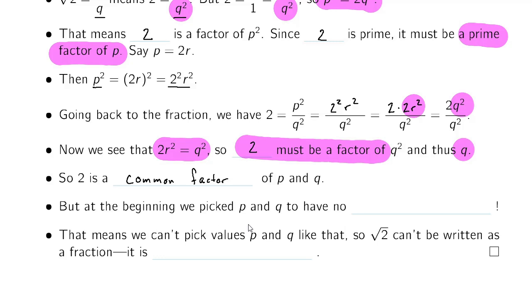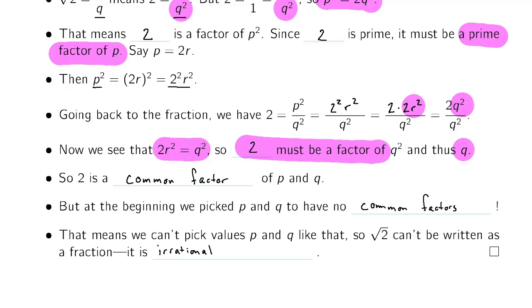At the beginning, we picked p and q so that our square root of 2 fraction that we were pretending to have was in lowest terms. We picked p and q to have no common factors. And then we went ahead and found a common factor that they have to have if p over q is equal to the square root of 2. Which means we can't find a p and q like that. We can't write the square root of 2 as a fraction in lowest terms. So that means the square root of 2 must be irrational.